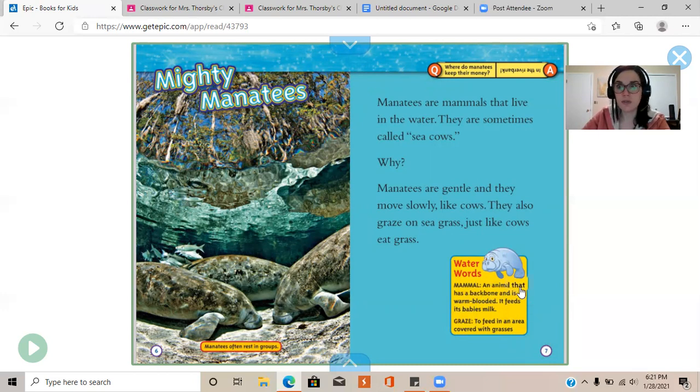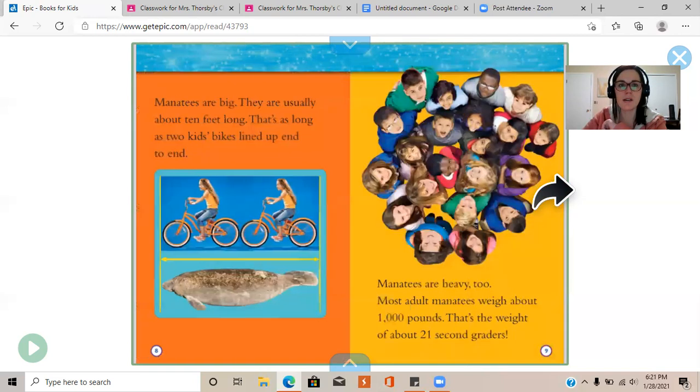All right. So far already, I've found a lot of nonfiction text features: the title, heading, caption, photographs, vocabulary, definitions. Now, not all nonfictions have this one. This is just kind of a fun National Geographic Kids. Where do manatees keep their money? And the answer is in the riverbank. So some might have like a little joke, but not all. Definitely not all.